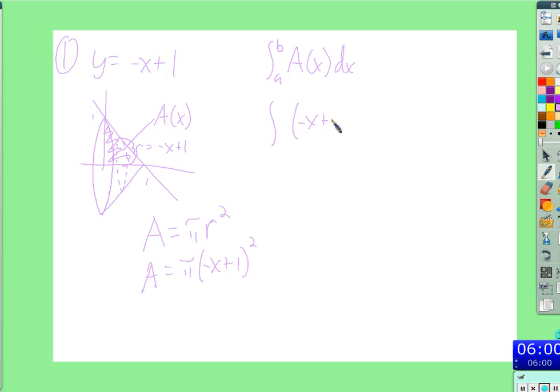So here we go. Here is our formula for the area. And it's going to be from what to what? 0 to 1. It's labeled in the picture. That's what makes this so easy in this problem. I'm going to multiply this out: x squared minus 2x plus 1, dx. And then we take the integral. Then we put the pi on the outside. Oh, excuse me. Sorry. This should be pi r squared.